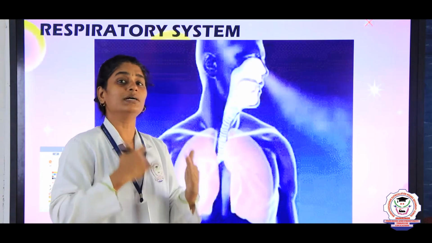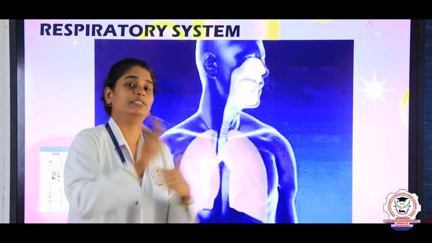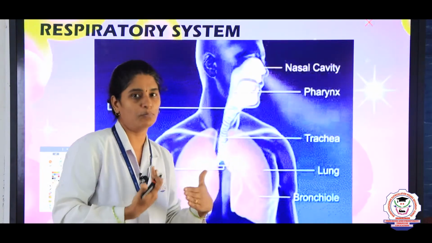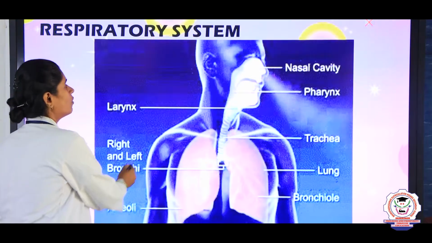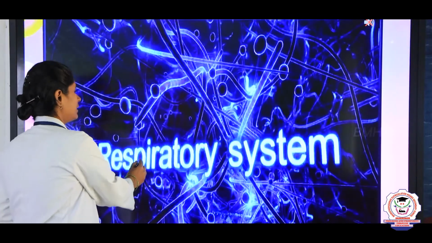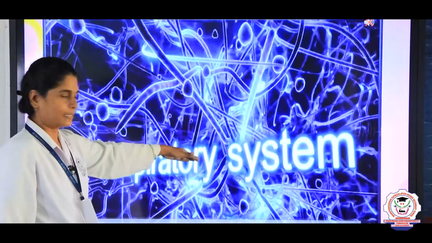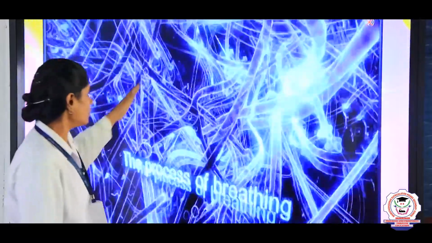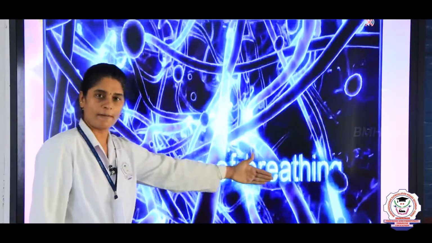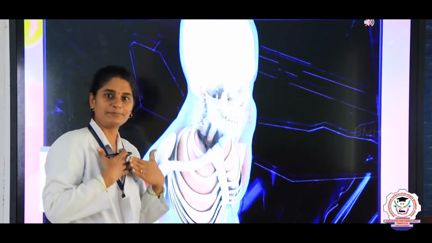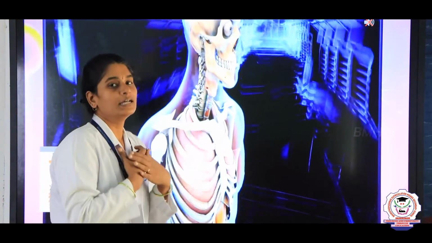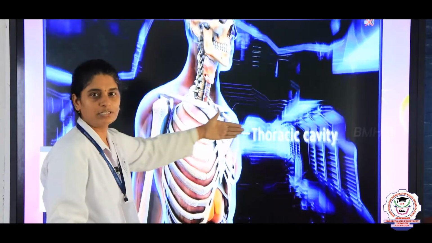Now let us see how breathing takes place, how respiration takes place inside our body along with the air. Let us see what happens in your respiratory system. In the respiratory system, all the air enters into your lungs, right. So we can see here the process of breathing. The lungs are present in our chest cavity, that is the thorax cavity.